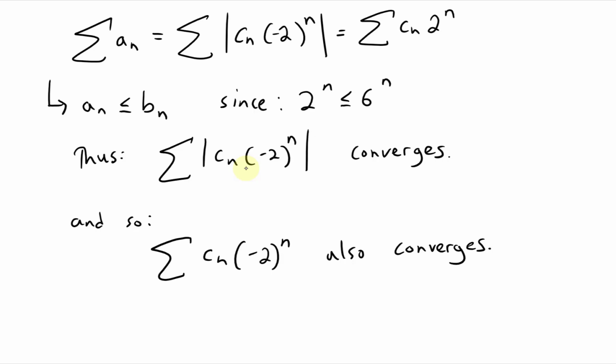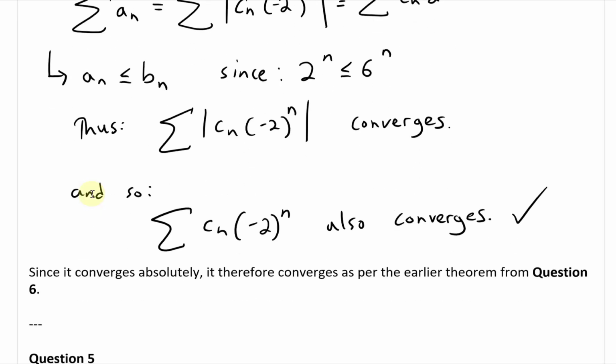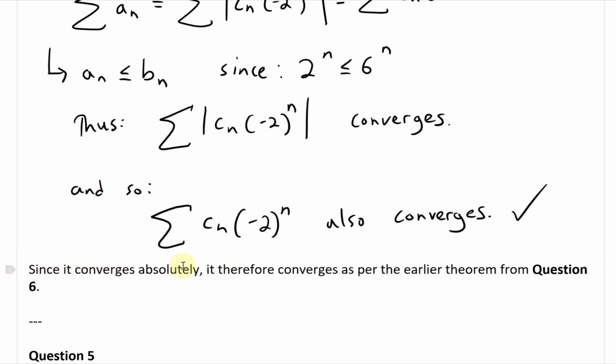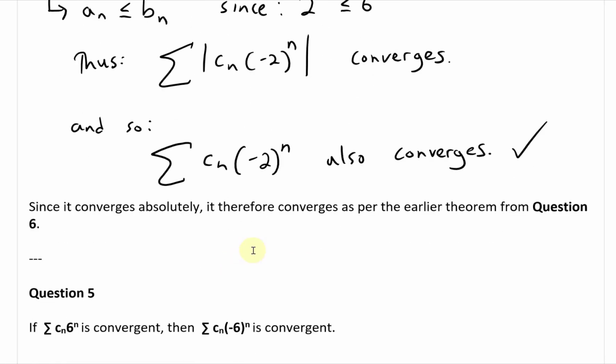So that is true. And we could read this over here. Since it converges absolutely, it therefore converges as per the earlier theorem from question 6. That was basically if it absolutely converges, then it converges. Very interesting.